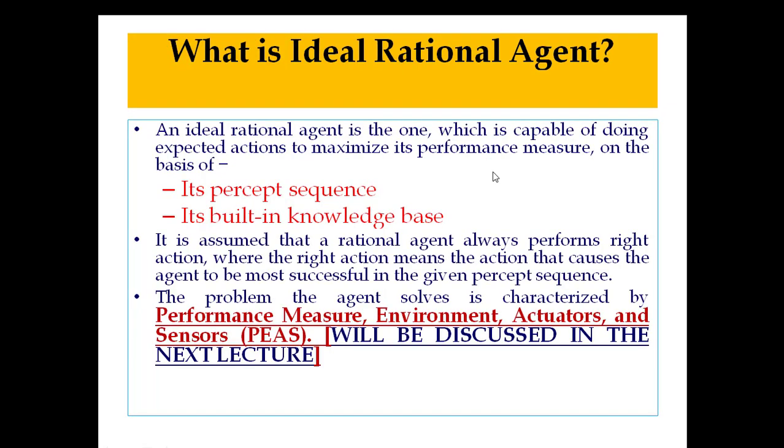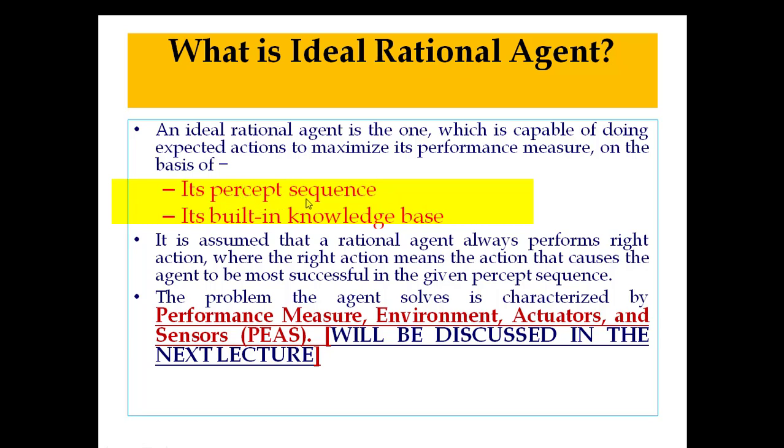Clear? Now, ideal rational agent, what does it mean? So ideal rational agent is the one which is capable of doing expected actions to maximize its performance measure on the basis of two things. First, its percept sequence. Second, its built-in knowledge base. So this definition for ideal rational agent is very important. So ideal rational agent is that agent by which we can expect that performance measure will be optimized through two important facts. The first one is percept sequence, second built-in knowledge base.